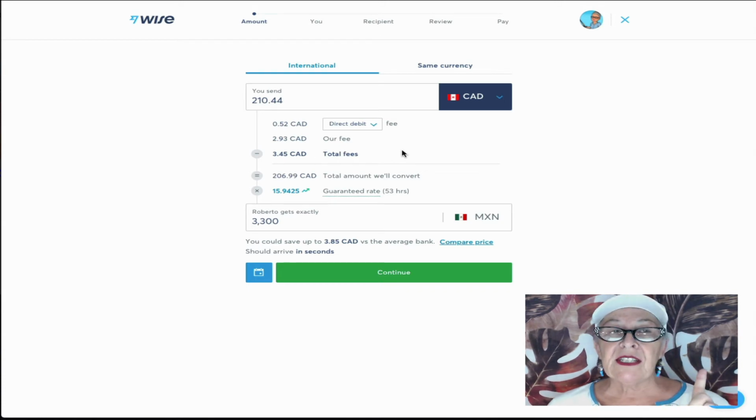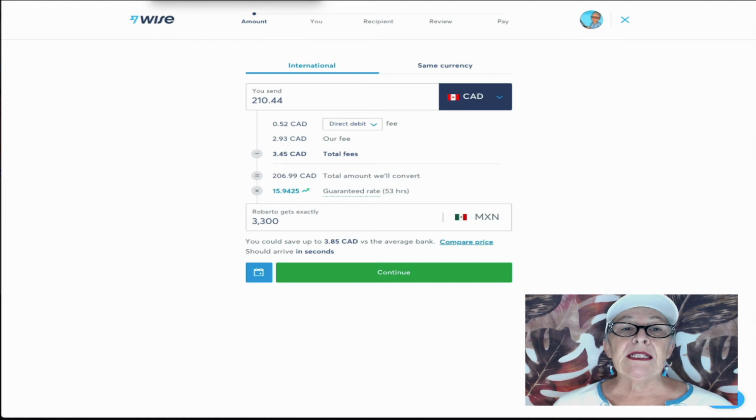Now, as I understand it, Western Union charges a minimum of $6, I believe, and then of course the wire transfers can be anywhere from up to $60 in some cases I've seen. So you save a lot of money. The second thing I want to point out too is the rate, the guaranteed rate of exchange here. You can see it's 15.9425, guaranteed for the next 53 hours. It's because we're on a weekend, they guarantee it for more than 24 hours.